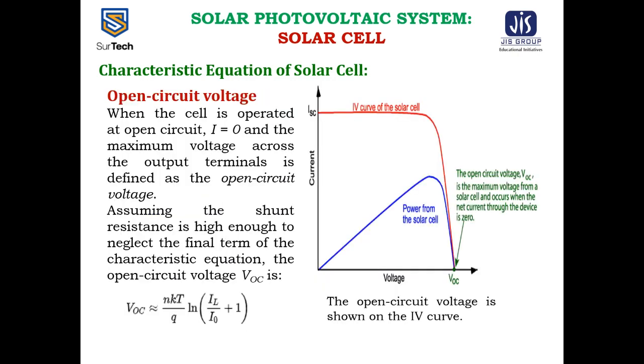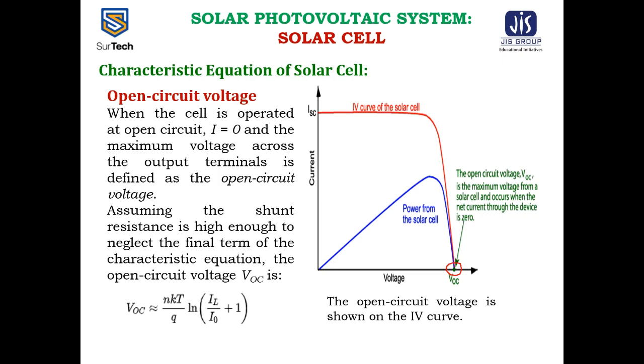Now come to the open circuit voltage. When the cell is operated at open circuit, I is equal to 0 and the maximum voltage across the output terminals is defined as the open circuit voltage. This is called the open circuit voltage, where I is equal to 0 and V is the maximum. The red line in the picture denotes the IV curve of the solar cell, and the blue line is the power curve of the solar cell.